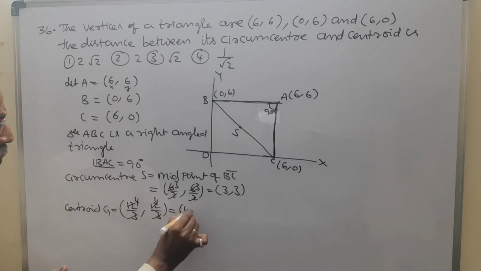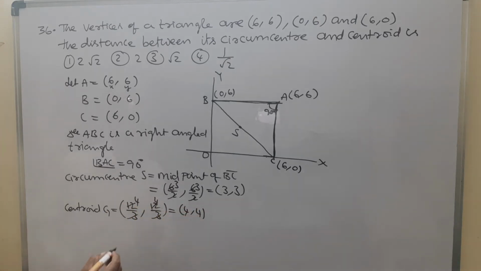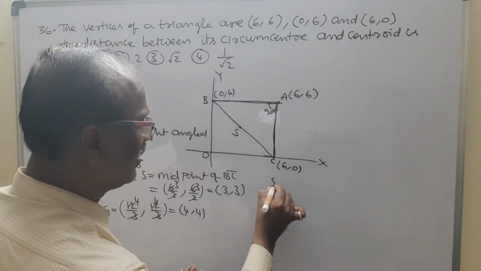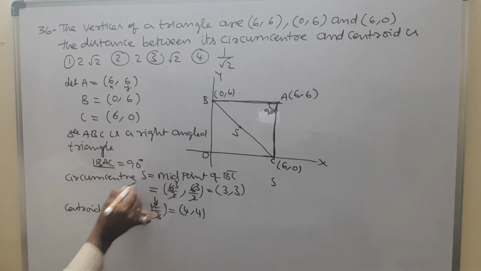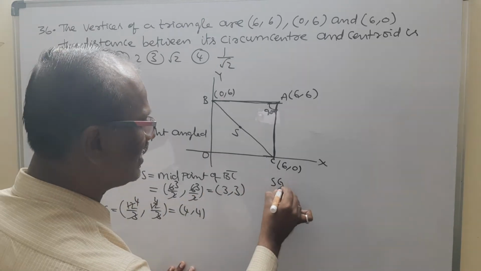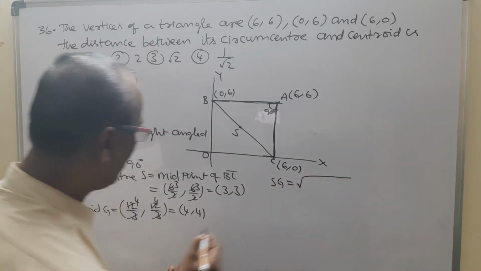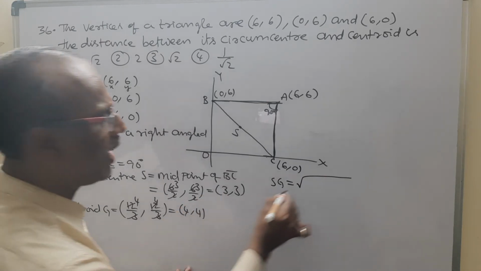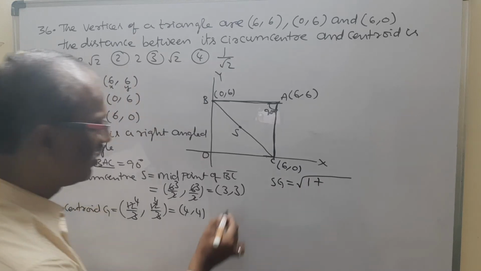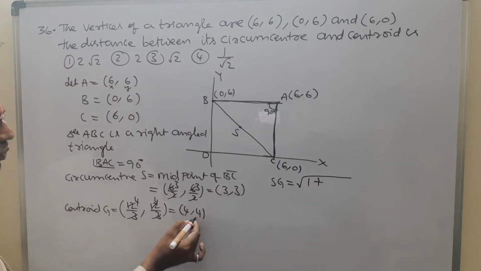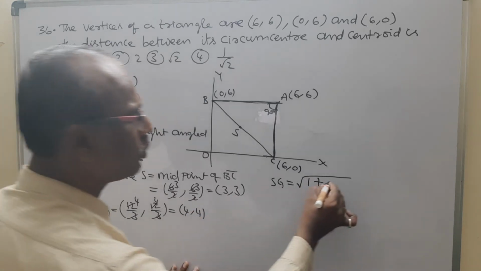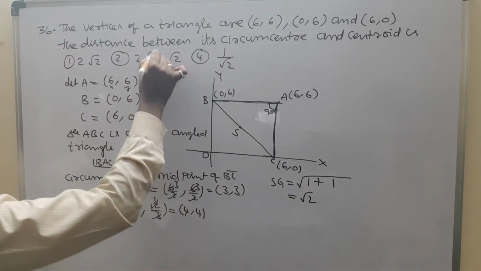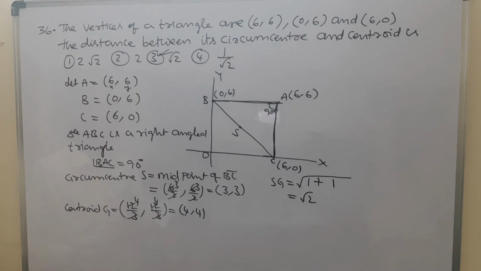Here the centroid is (4, 4). In this question, we need to find the distance between circumcenter and centroid. Circumcenter is S, centroid is G. To find the SG distance, square root of (3 minus 4) whole square plus (3 minus 4) whole square. 3 minus 4 is minus 1, minus 1 whole square is 1, plus 1. 1 plus 1 is 2, so root 2. Root 2, the third option, is correct.